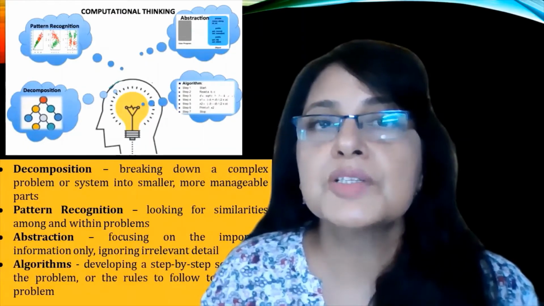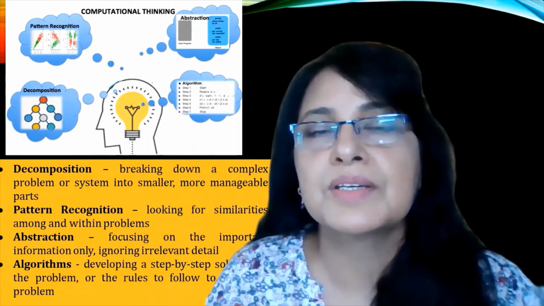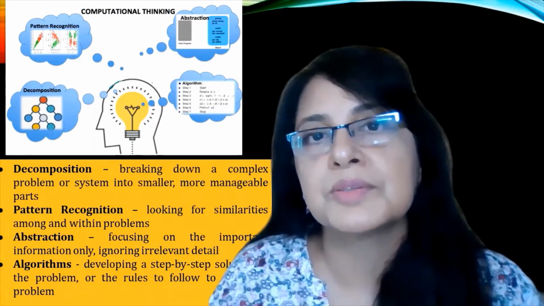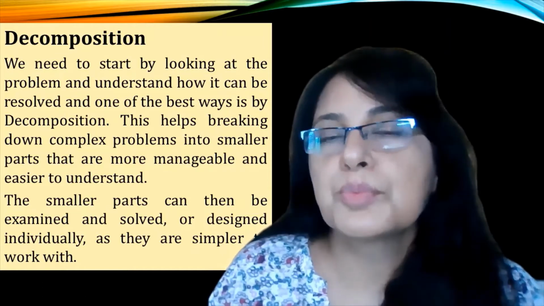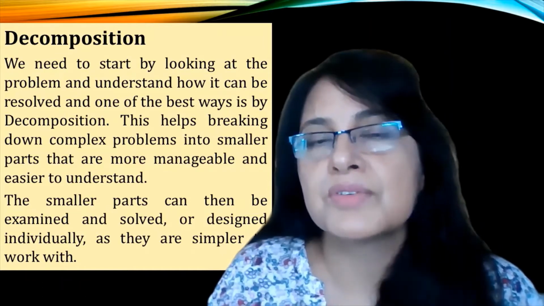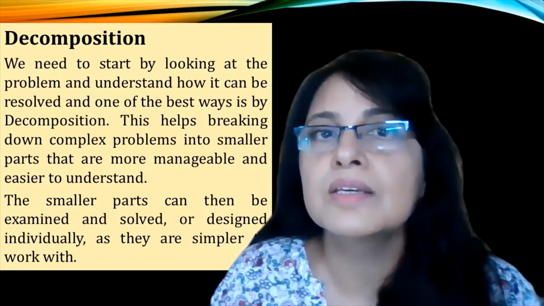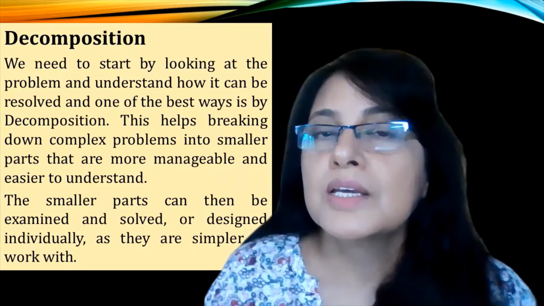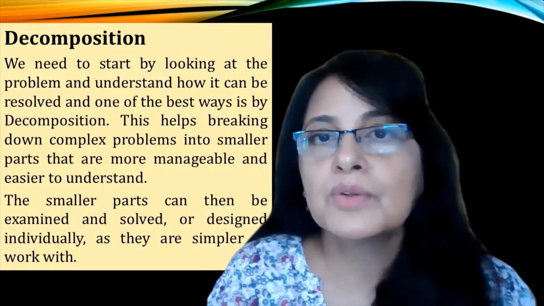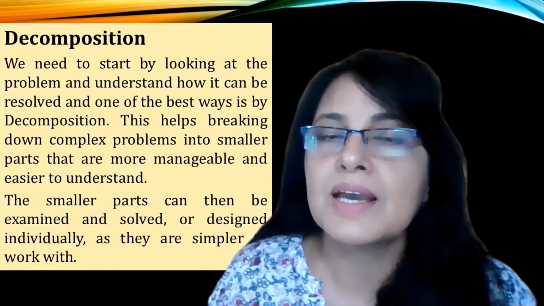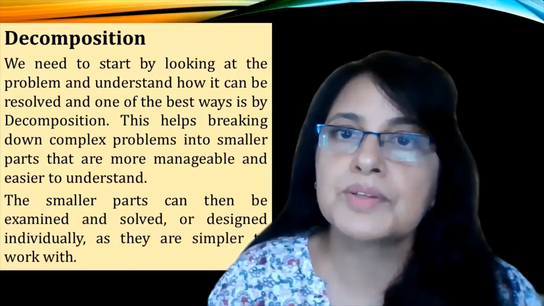Now, computational thinking consists of 4 parts, that is decomposition, pattern recognition, abstraction, and algorithms. We start with decomposition. We need to start by looking at a problem and understand how it can be resolved. And one of the best ways to do that is by decomposition, that is breaking down complex problems into smaller, more manageable, and easier to understand parts. Now, these smaller parts can be examined and solved or designed individually as they're simpler to work with.